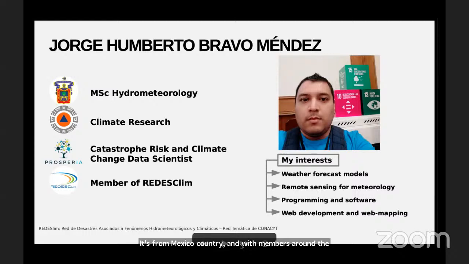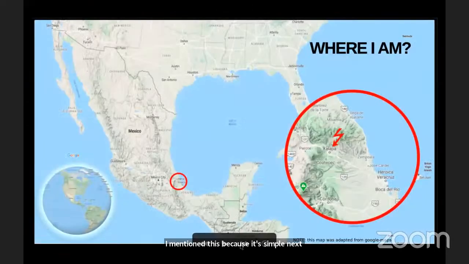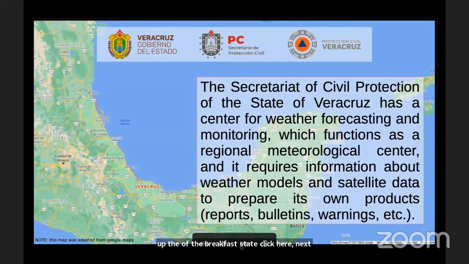I mention this because it's important. In this image, I show my country, and in the red circle pointed with an arrow is Jalapa, the capital of the Veracruz State. I live here. The Secretariat of Civil Protection of the Veracruz State has the Center for Weather Forecast and Monitoring, which functions as a regional meteorological center, and it requires reports, bulletins, warnings, etc.